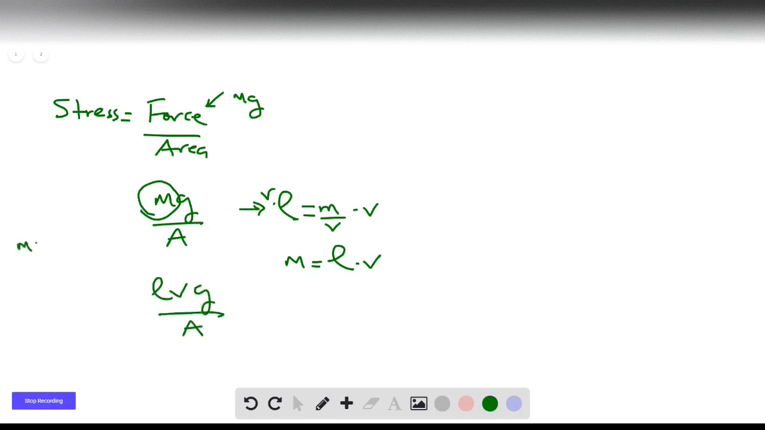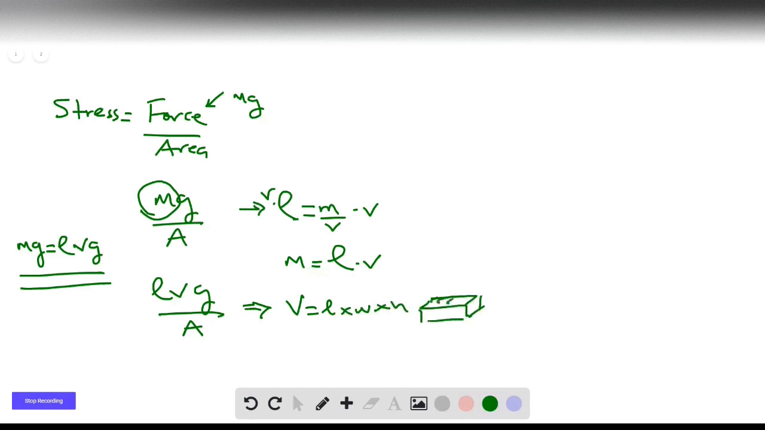So it seems like the weight can also be defined in terms of the density and the volume, just a different way of defining the force that's responsible for the stresses. And then if this is the case, volume is length times width times height in general, thinking about a rectangular shape, for example. So this is the length, the width, and the height. The length and the width is the area itself. So the volume can also be defined in terms of the area times the height.